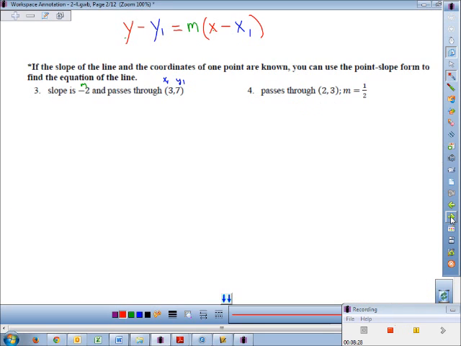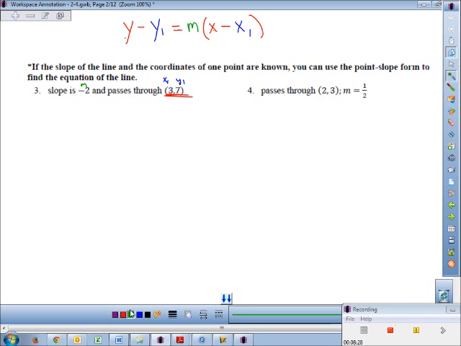Again, what do they give us? On number 3, they give me a slope. Sweet. They give me a point. There's nothing fancy about that point. It is not an x-intercept. It is not a y-intercept because there's no zeros involved. So when they give you a point and they give you a slope, let's use point-slope form to start with.